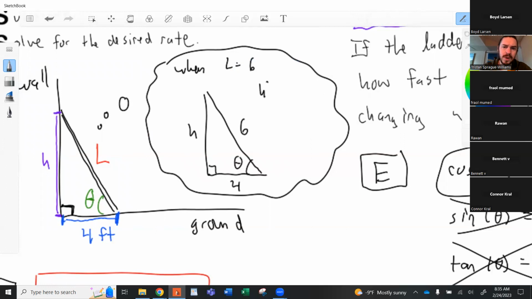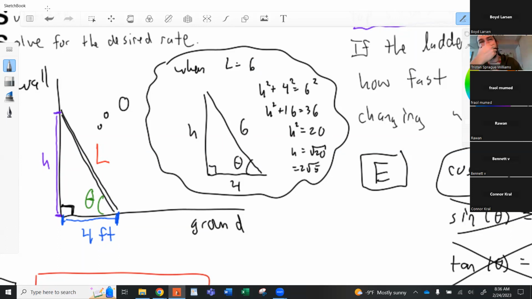So we know that h squared plus 4 squared equals 6 squared. Here we have h squared plus 16 equals 36. So we subtract that 16 and we get h squared is 20. So h is the square root of 20, which should be like 2 times the square root of 5, I think. Okay, so that helps us to solve for h.